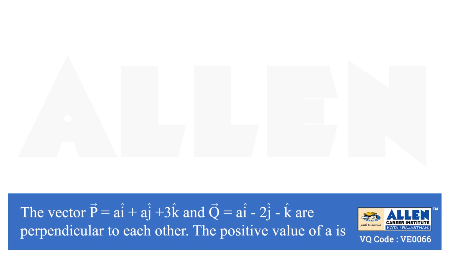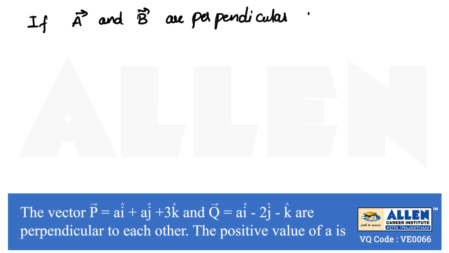two vectors are perpendicular to each other, their dot product will equal to 0. So we will use the concept of dot product in this question. If a vector and b vector are perpendicular, then their dot product will be equal to 0. That is, a dot b is equal to 0. So we will use this concept in this question.